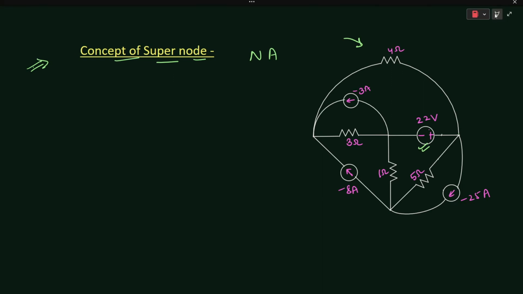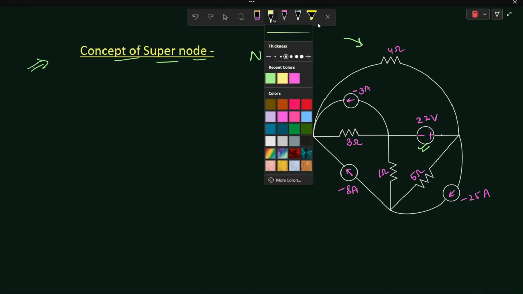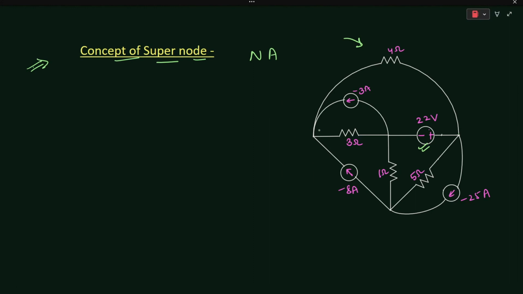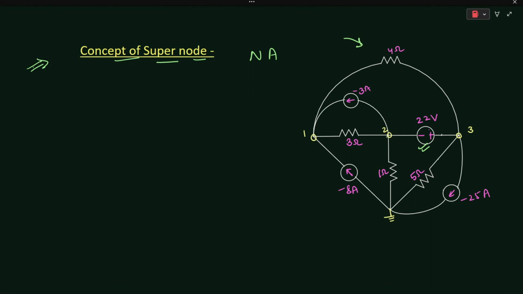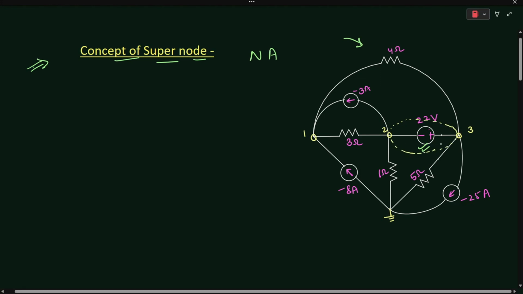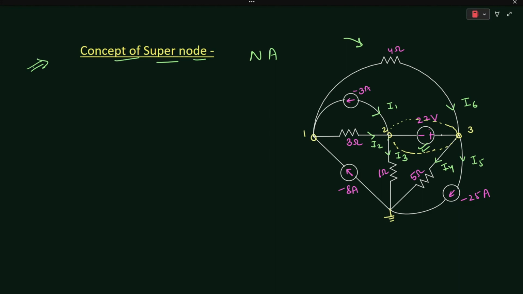Let's say this is the reference node, and let's say this is node 1, this is 2, and this is 3. According to this concept, we assume the nodes across the voltage source as a supernode. So let's say this is your supernode. We apply KCL at node 2 and node 3 simultaneously.